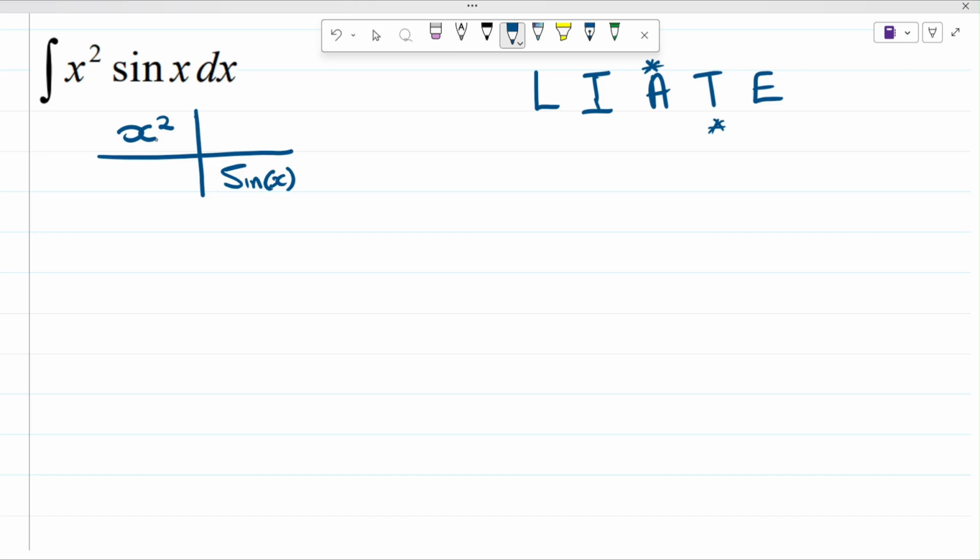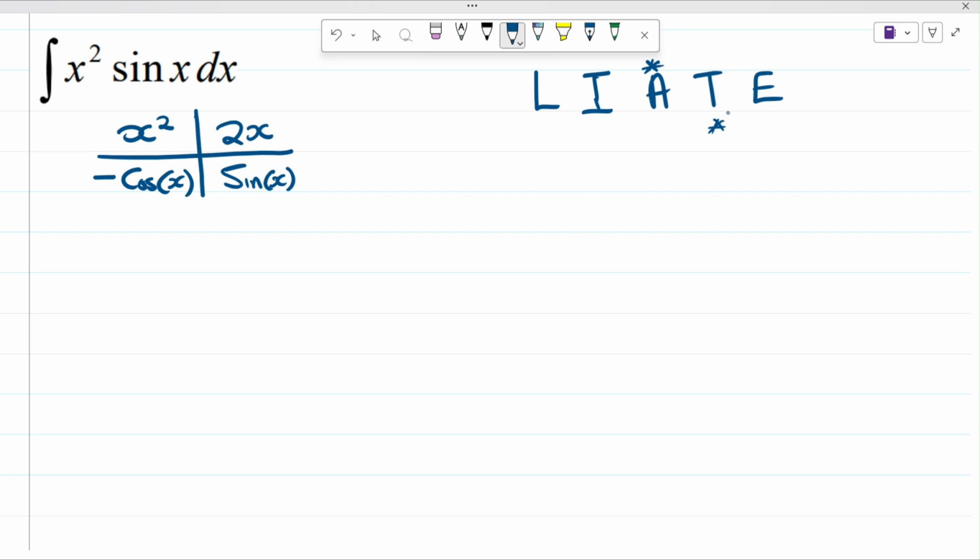So when we differentiate x squared, what do we get? We get 2x. When we integrate sine of x, what do we get? We get negative cos of x.